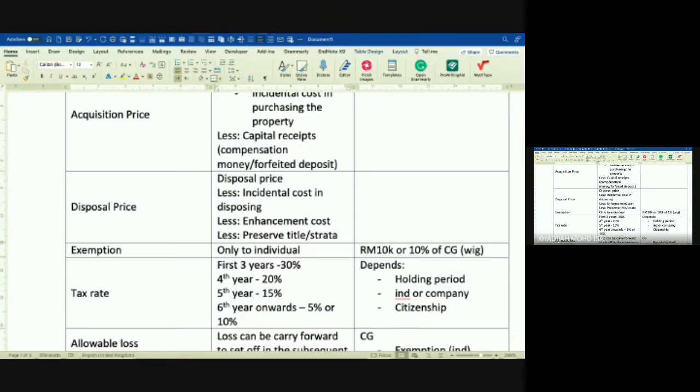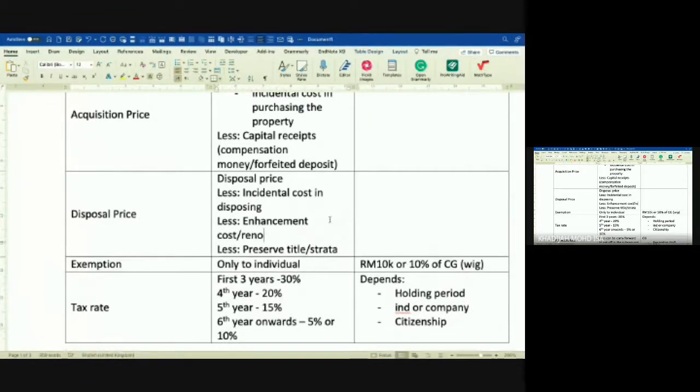So disposal price is the consideration received, yeah. So in this case, the consideration received on the property. And then you have to minus your incidental cost in disposing the property and minus enhancement cost incurred. All right, means that during your holding period of the property, what are the costs that you incur? In this case, you refer to capital expenditure. Enhancement cost, for example, your renovation, right? So most of the time, we call it a renovation or any other cost that you incur in order to maintain the value, or to enhance the value of the property. Or you can also have cost incurred in order for you to preserve the title of the property, right? So it's normally cost incurred in order for you to get the title of the property, or the strata of the property.